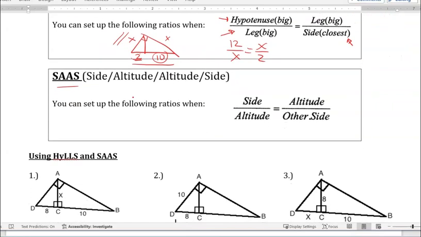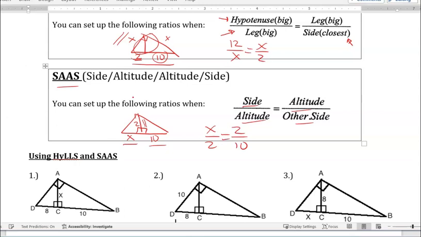A SAS problem, the way you know that you have a SAS problem is you're going to have the altitude as part of the problem. Maybe you're going to have like an x here, a 2 there, and a 10 here. Look, there's the altitude as part of the problem, whereas this one, the altitude was not part of the problem. The way you do this is side is to altitude is to the other side. This is to 2 as 2 is to this one. So x is to 2 as 2 is to 10.